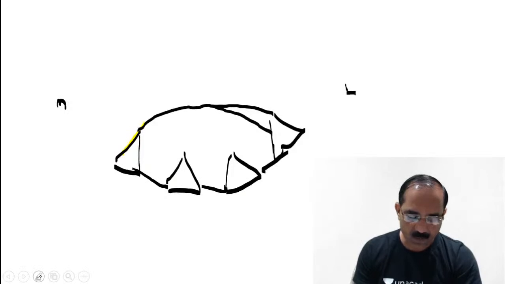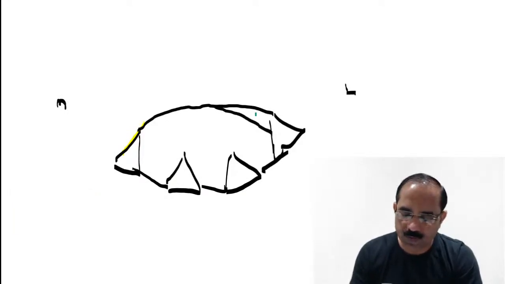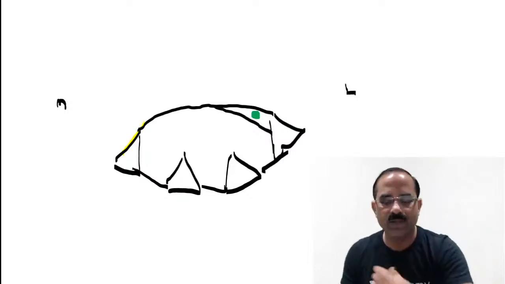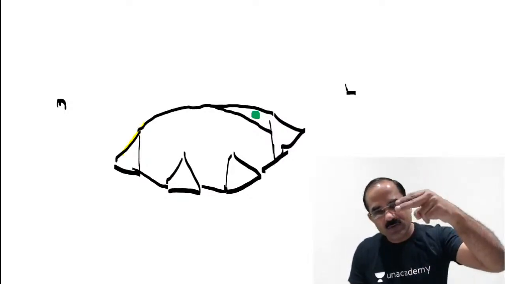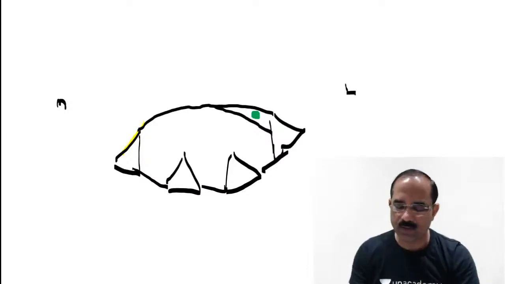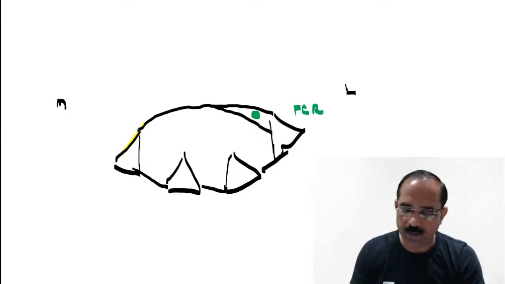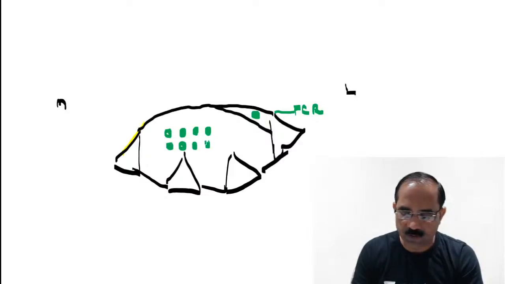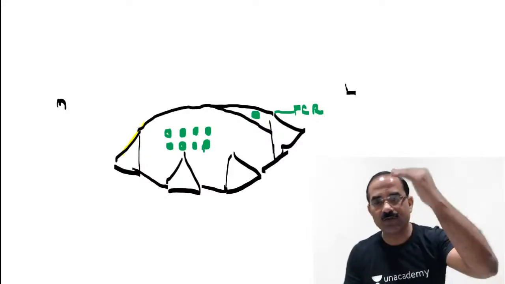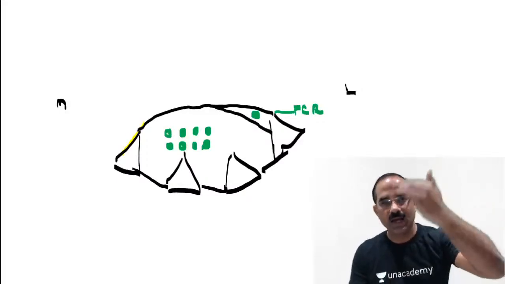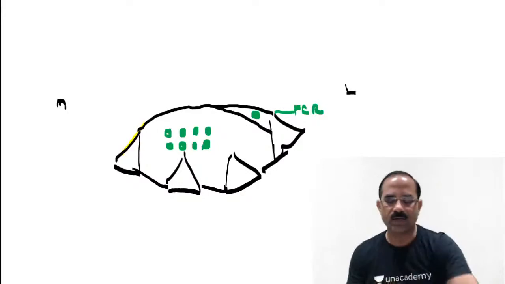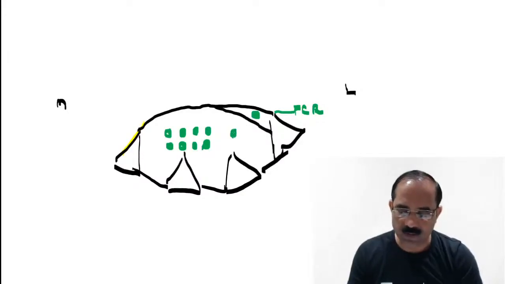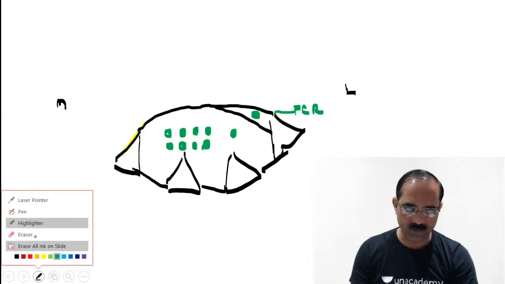Now what is the tendon which is passing through the split of the flexor retinaculum? Anyone? Come on, answer this. This is the tendon of flexor carpi radialis. What are these four tendons which are passing through the carpal tunnel? These are the tendons of flexor digitorum superficialis and flexor digitorum profundus. And what is this tendon of? That's the tendon of flexor pollicis longus.